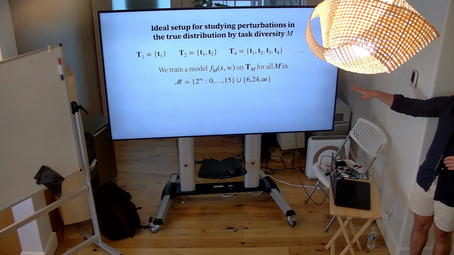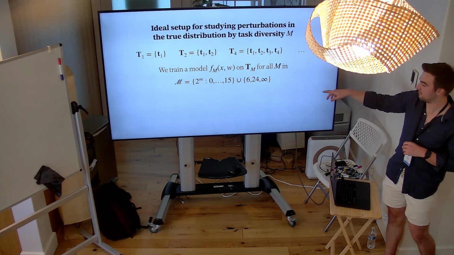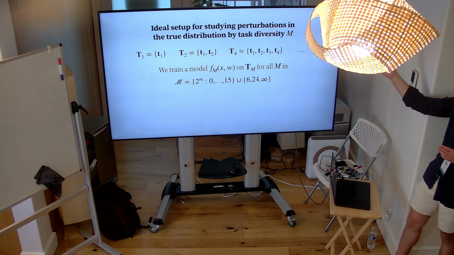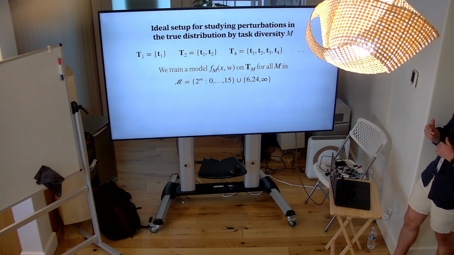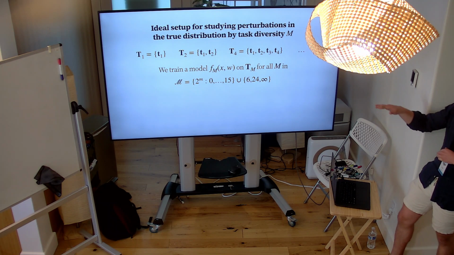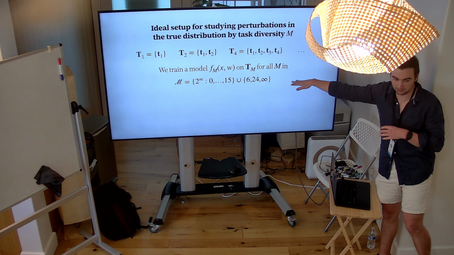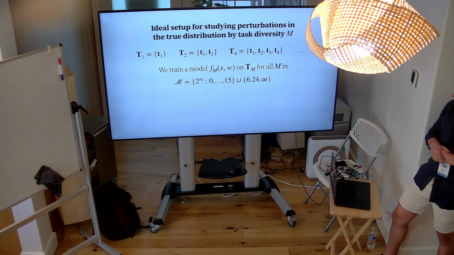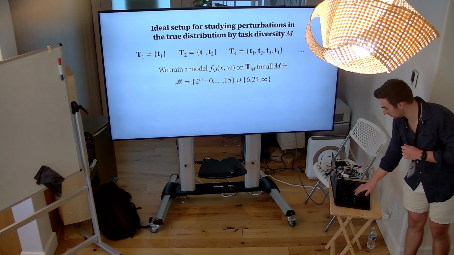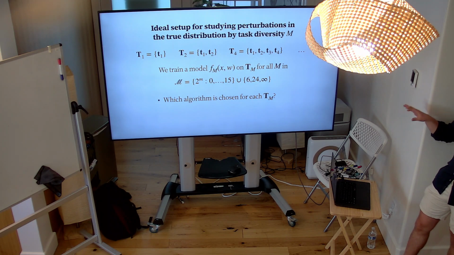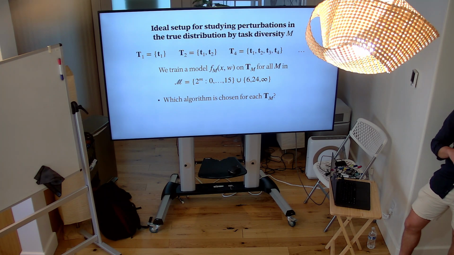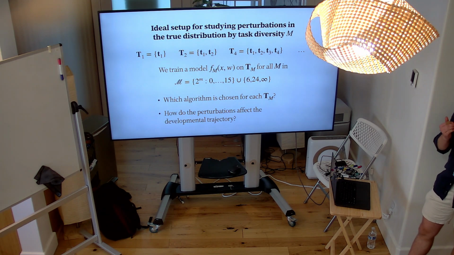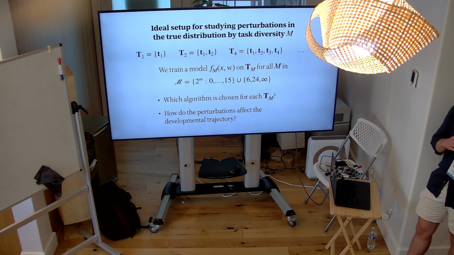So we train one model per m value in this family here. The first set is because essentially Reventos observed interesting phenomena as you increase by an exponent of 2, whereas we've also included some other ones just for a bit more resolution, which you'll see in a bit as well. And we've also included the m equals infinity distribution. And so this leads us to the key questions of which algorithm is chosen for each training distribution, and how do these perturbations affect the developmental trajectory.